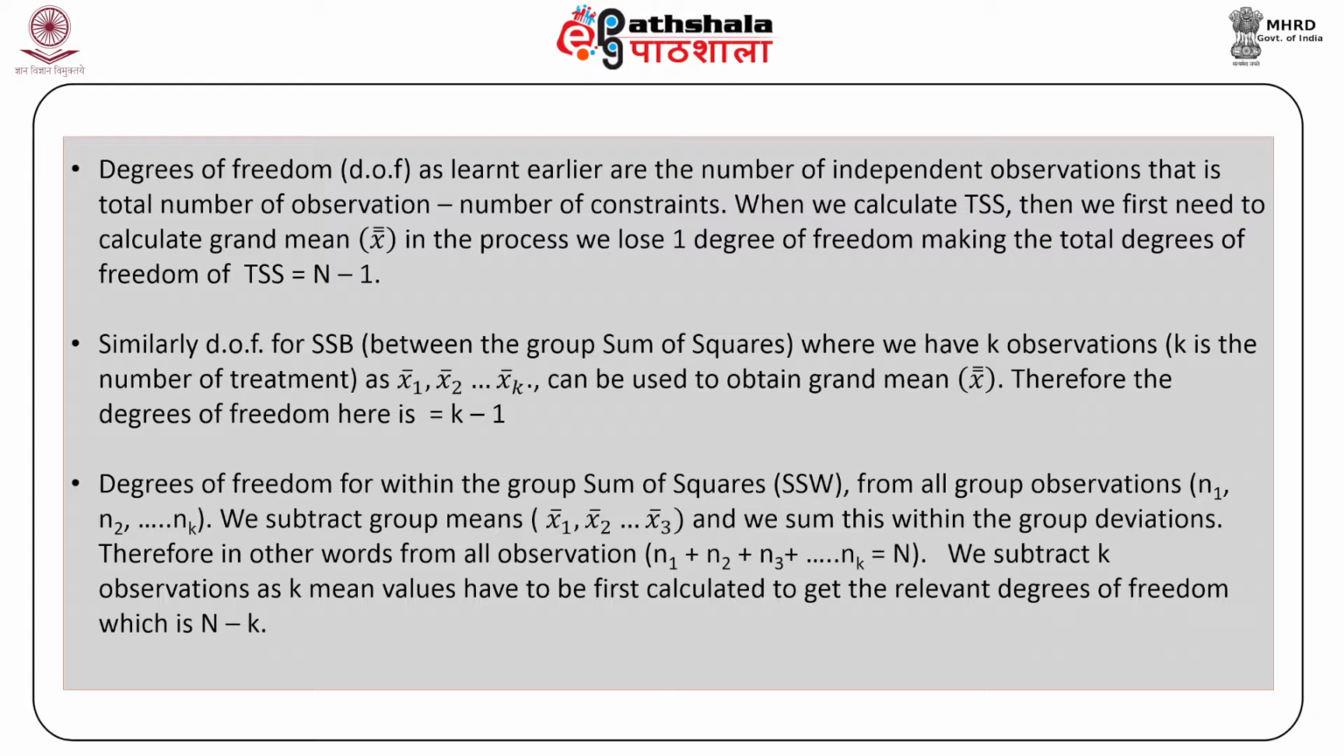The degrees of freedom for within the group sum of the squares, similarly SSW, you can see from all group observations, we have N1, N2 and Nk. From this we subtract group means X1 bar, X2 bar, X3 bar, and so on, and then we sum these within the group deviations. Therefore, from all observations N1 to Nk, which is equal to N, we subtract K observations, as K mean values have to be first calculated to get the relevant degrees of freedom, and therefore the total degrees of freedom is equal to capital N minus K.